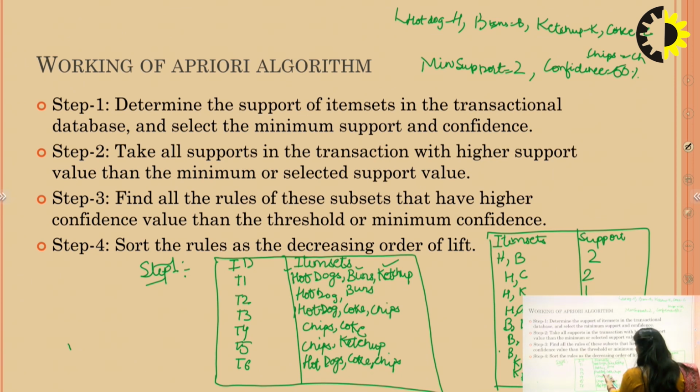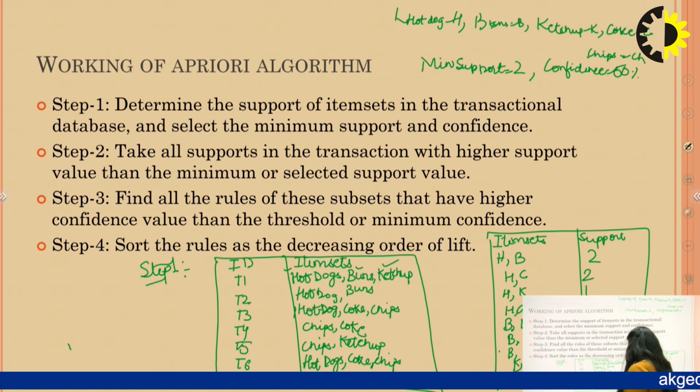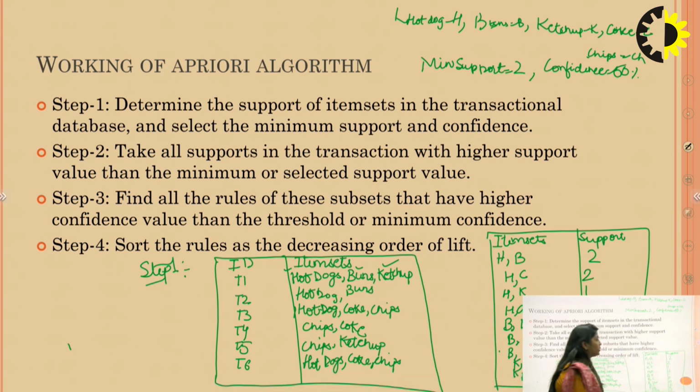Ketchup and Coke are not together. So we'll write here 1, 0 and 0. Ketchup and Coke, they are also not together. Ketchup and chips are coming for 1 time. And then the next is the Coke and the chips. Coke and the chips are also coming for 2 times. Oh no, not 2 times. It's for 3 times. Now, this is the table we got.